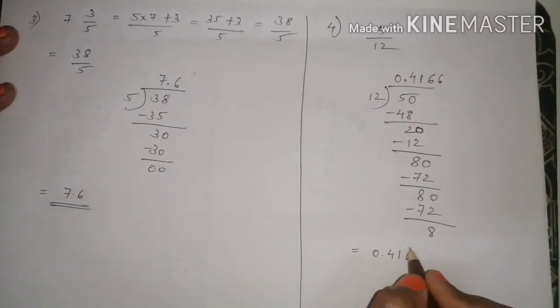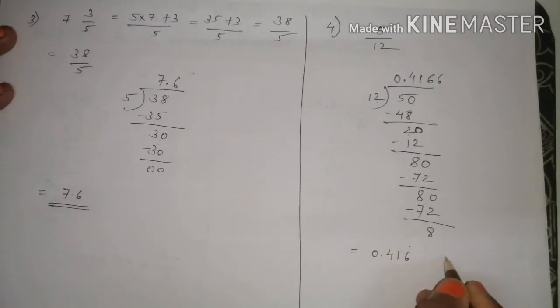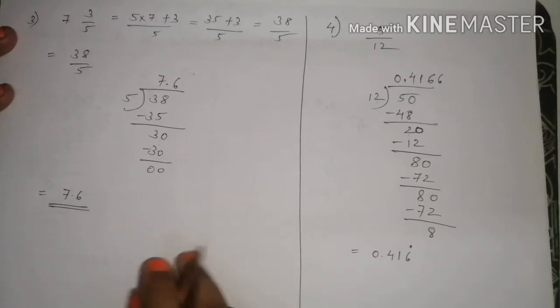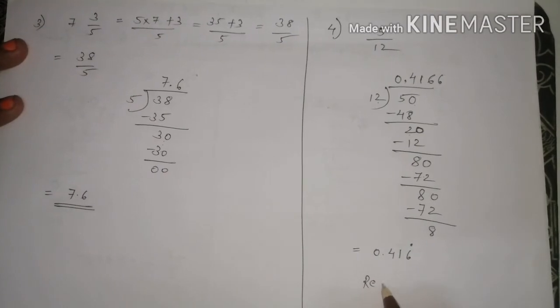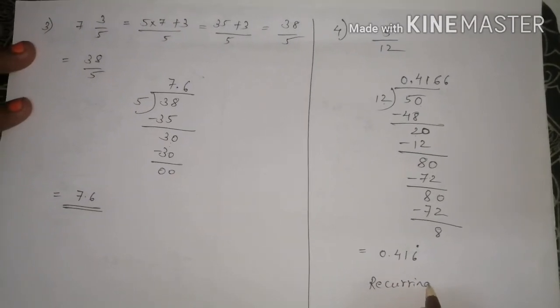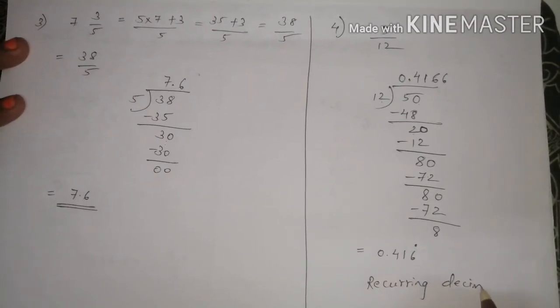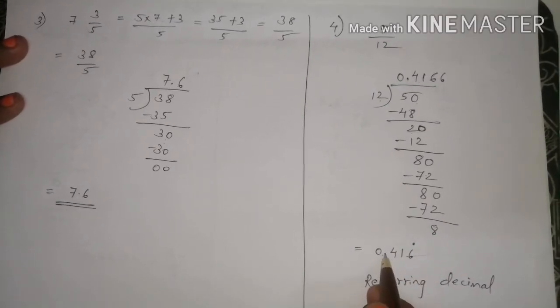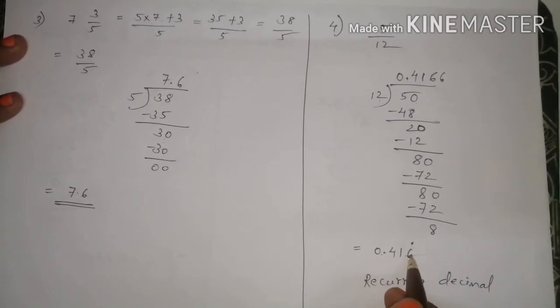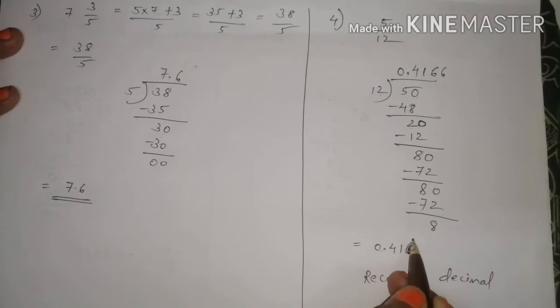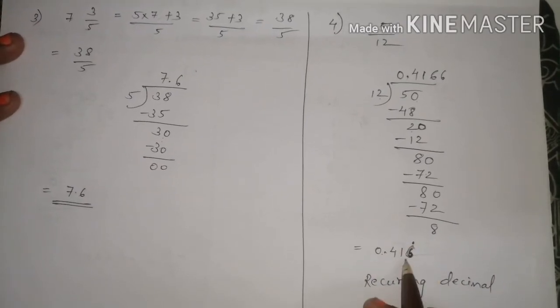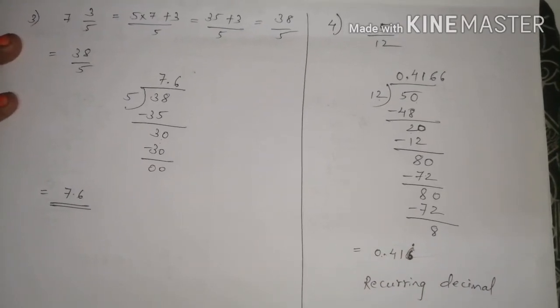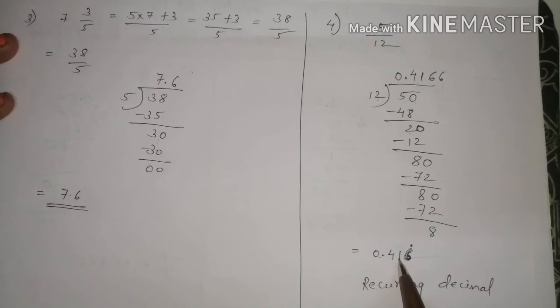This 6 is going to recur, so don't write the 6 again and again. You can put a dot on the 6 like this. That means this is called a recurring decimal fraction. It is called recurring decimal because the 6 is going to repeat. So your answer is 0.416 with a dot on the 6. If any number is repeating again and again, you have to put a dot on it like this, so that number is going to recur again and again. So the answer is 0.16 with a dot on the 6.